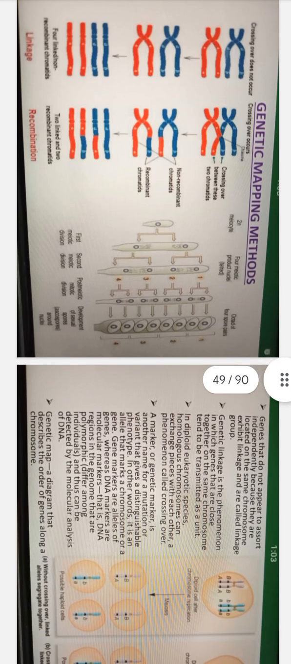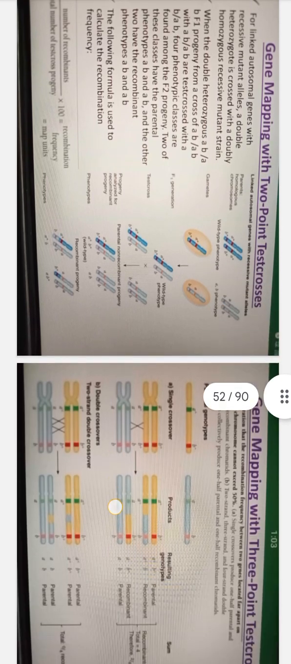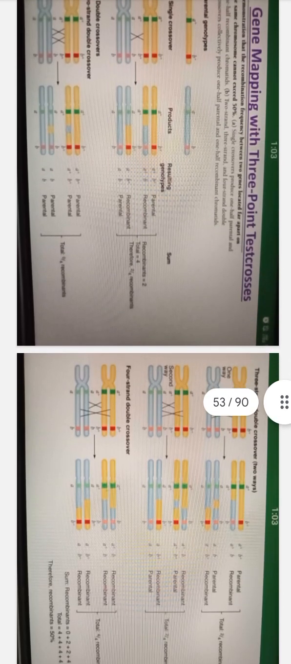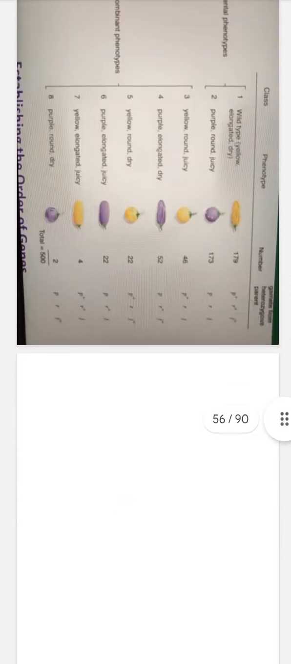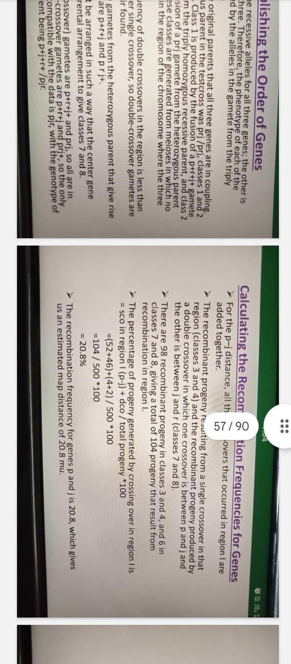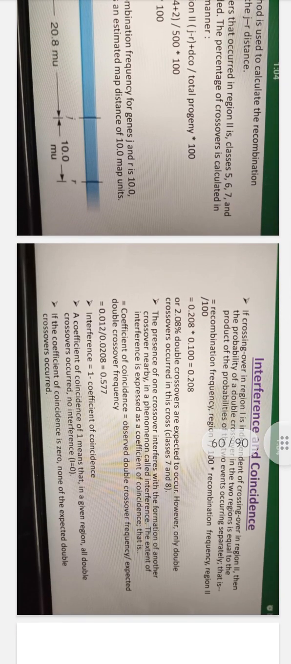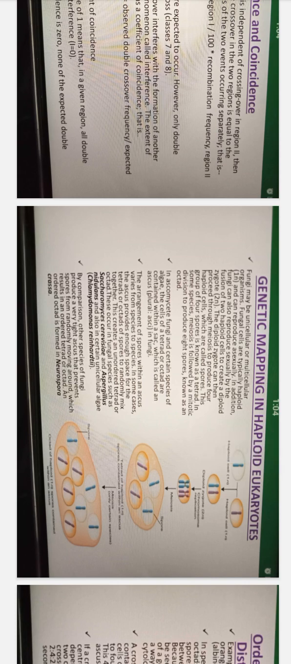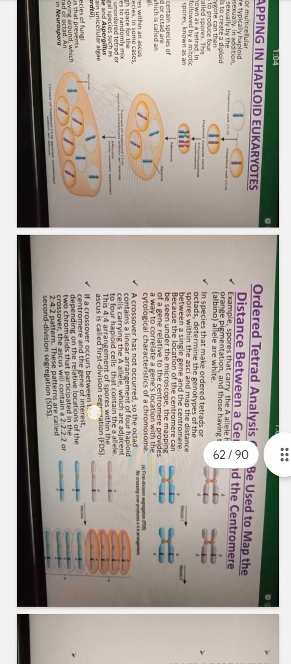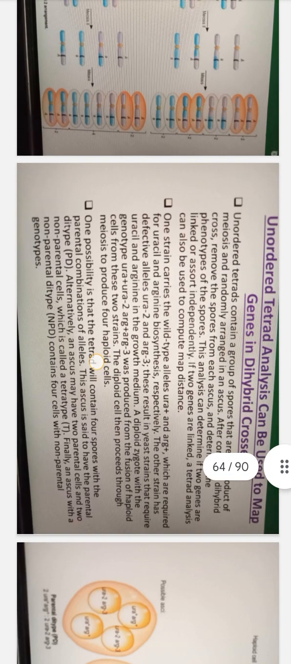Genetic mapping methods: the concept of genetic mapping with two-point test crosses, gene mapping with three-point test crosses, then establishing the order of genes, calculating the recombination frequencies for genes, interference and coincidence, then genetic mapping in haploid eukaryotes. Ordered tetrad analysis can be used to map the distance between a gene and the centromere. Unordered tetrad analysis can be used to map genes in hybrid crosses.